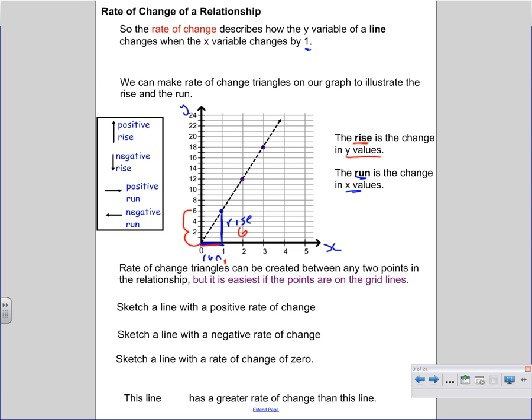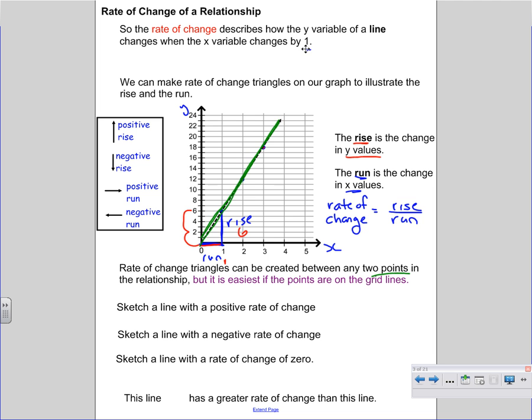Okay, so we're going to write down: rate of change is equal to rise over the run. And interestingly, if you have a straight line segment, then you can pick any 2 points on that straight line segment, and you will always get the same rate of change. Rate of change triangles can be used between any 2 points, but of course it's easiest to pick 2 points that are on the grid line.